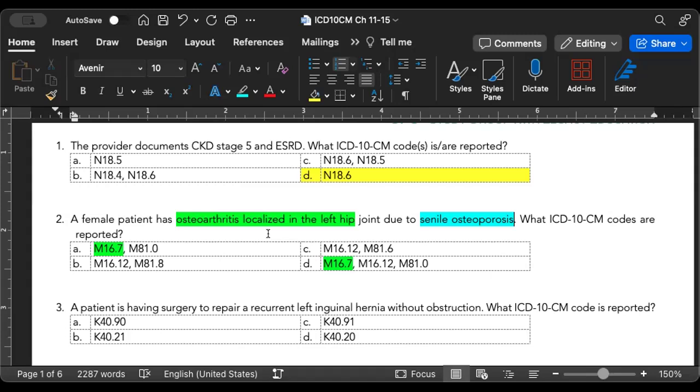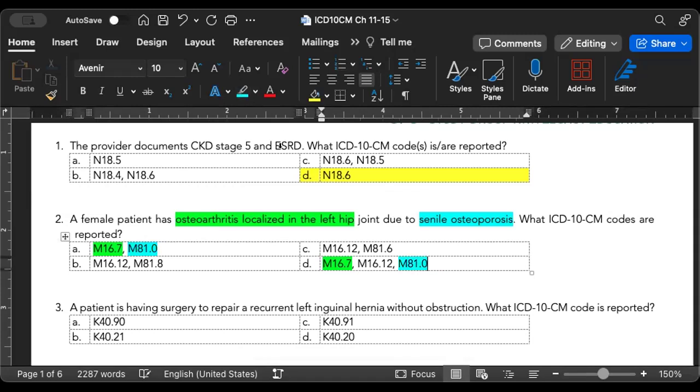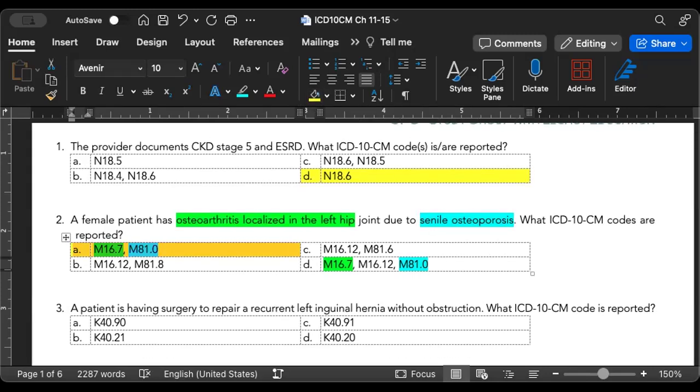Since we do not have any current pathological fracture present with the senile osteoporosis, we should only code the M81.0. Because there is no current pathological fracture, we should stop at that default code, which is the M81.0. So since we have those two conditions, our answer is letter A. Any questions on that one?